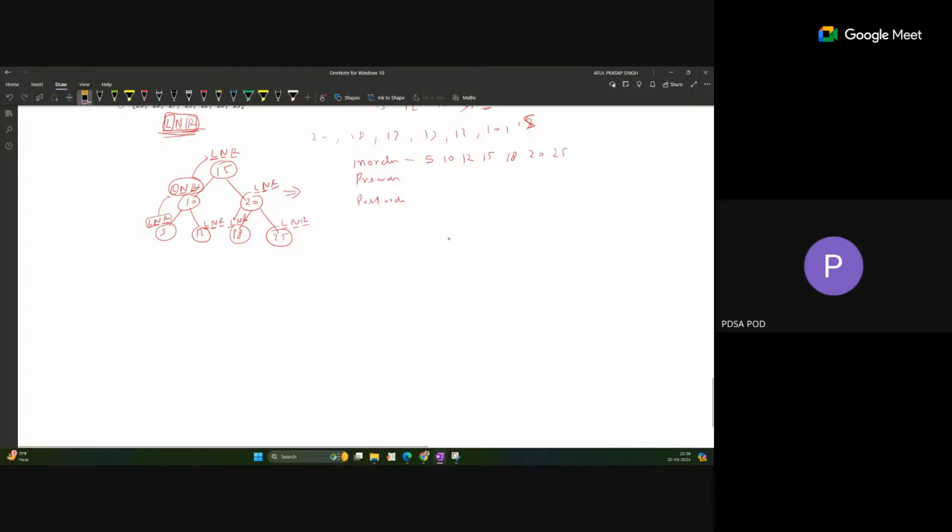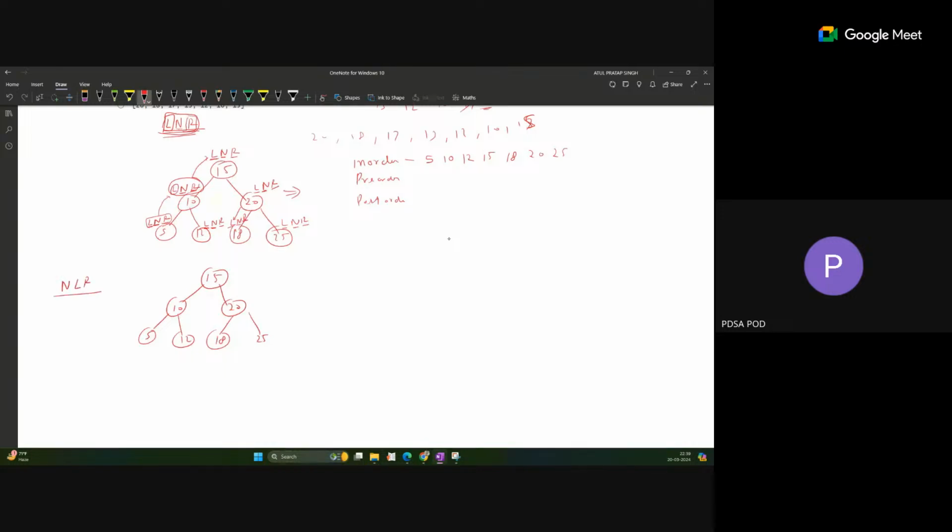Now we will apply the pre-order. Okay, so I am creating a new tree, same. 20, 5, 12, 15, 25. So for pre-order we have the formula. Pre-order means the print statement should be performed first. So that means N, L, R.